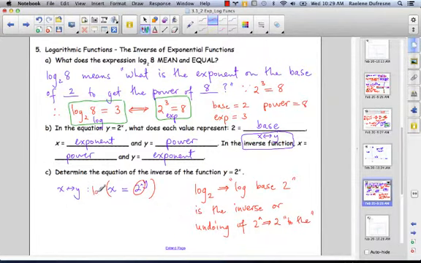And so if we apply log base 2 to both sides, we get log base 2 of x is equal to log base 2 of 2 to the y. And the log base 2 and the 2 cancel, leaving us with y on the other side. So we get y equals log base 2 of x is the inverse function for the exponential function 2 to the x.